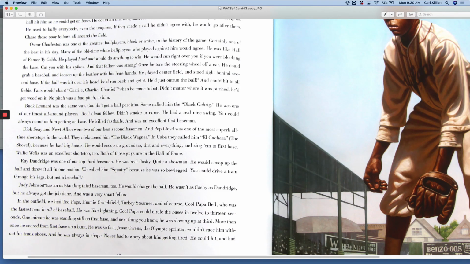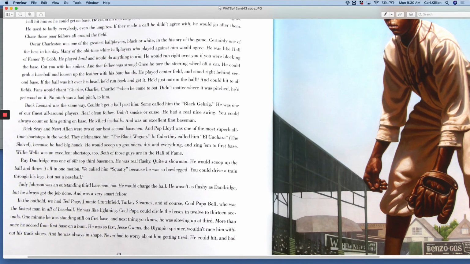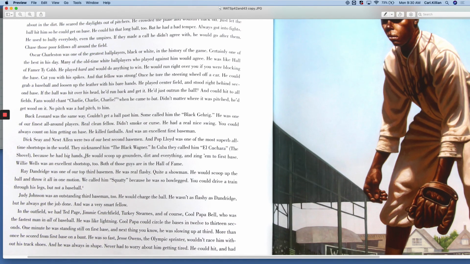I want you to pause the screen now and on your own, record any of the great baseball players and their skills and accomplishments. Do that now.